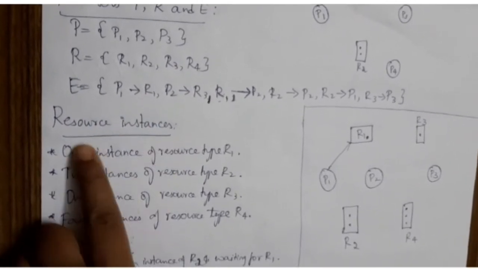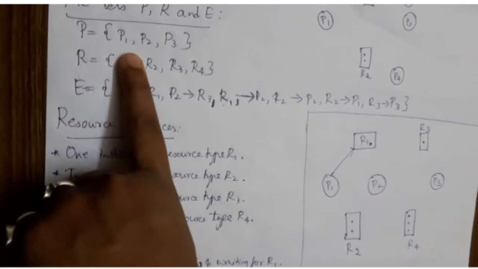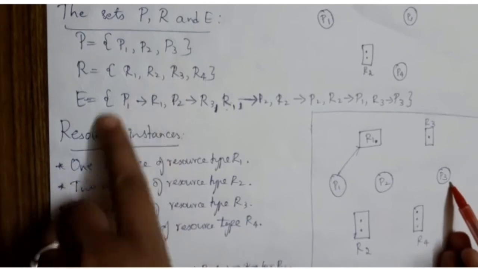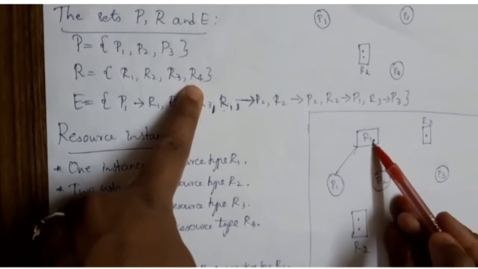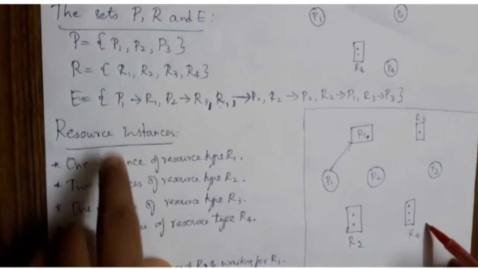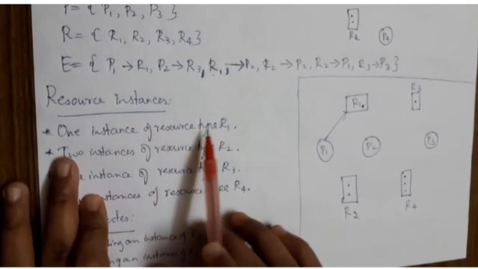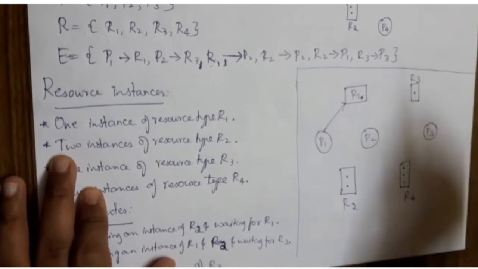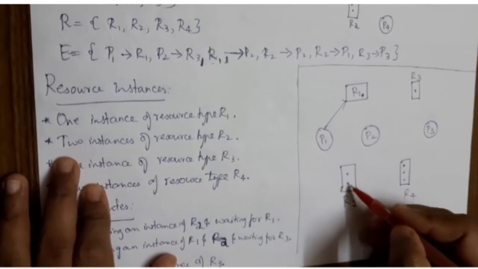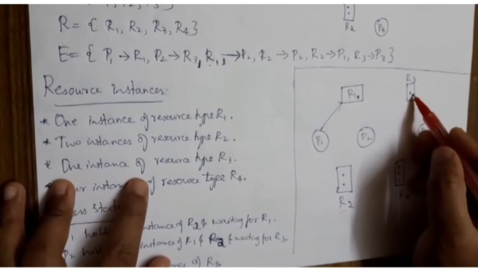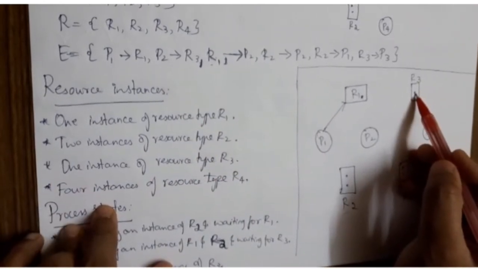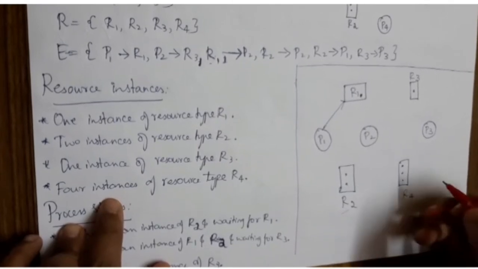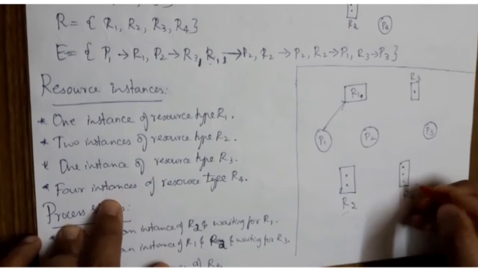Next, resource instances. What are the resource instances? The set has three processes, that is process P1, process P2, process P3. Next, resources. There are four resources: resource R1, resource R2, resource R3 and resource R4. Now it is telling the resource instances: one instance of resource type R1, only one instance is there. Next, two instances of resource R2. Next, one instance of resource R3 and four instances of resource R4.